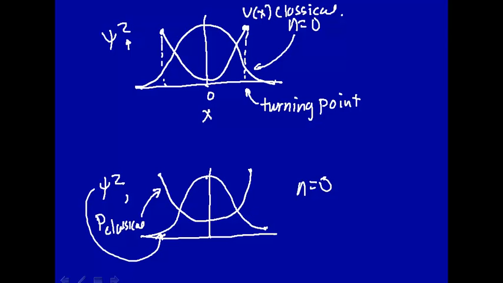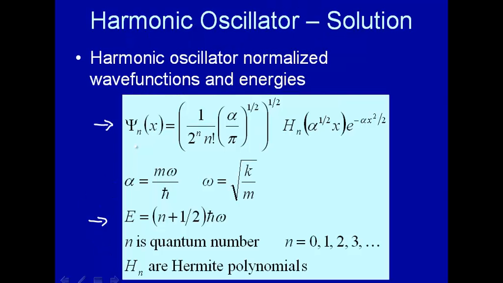So for the n equals 0 state, you just have the opposite prediction in terms of where it's most probable. Quantum mechanically, it's most probable to find it right there, where you have the maximum kinetic energy and the lowest potential energy. But classically, you expect to find it out at the end, where you have the most potential energy and the smallest kinetic energy. All right, so that's some things that you would not predict classically that show up quantum mechanically.